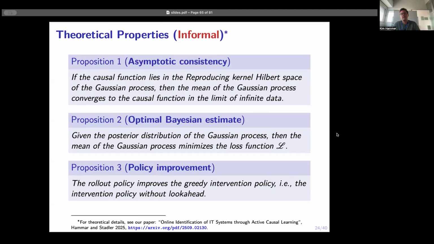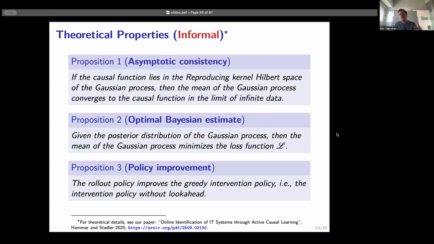So the first result is asymptotic consistency, which states that as you update your Gaussian process with more and more data, it will eventually converge to the true causal function under certain regularity assumptions. And this is a well-known result in Gaussian process theory. The second result is that the mean of the Gaussian process will minimize the loss function L that we defined. And we prove this in the paper. So in other words, the mean of the Gaussian process is the best possible estimate that you can obtain given the available data.